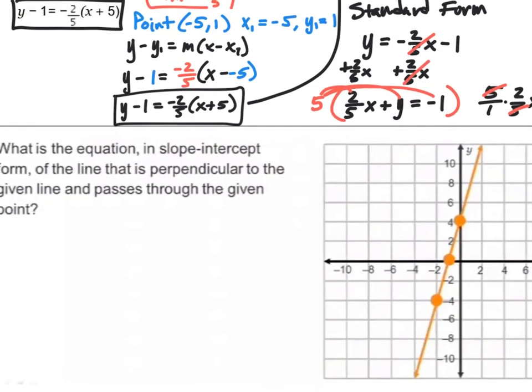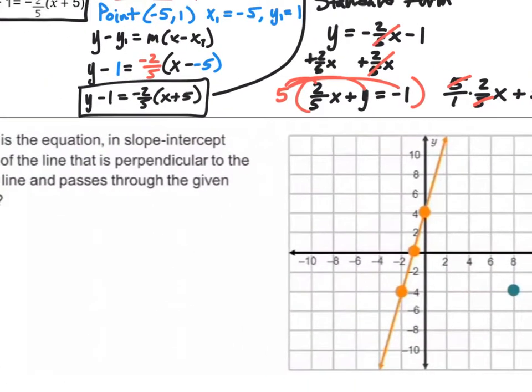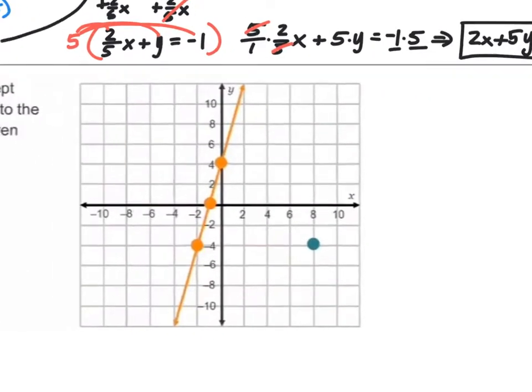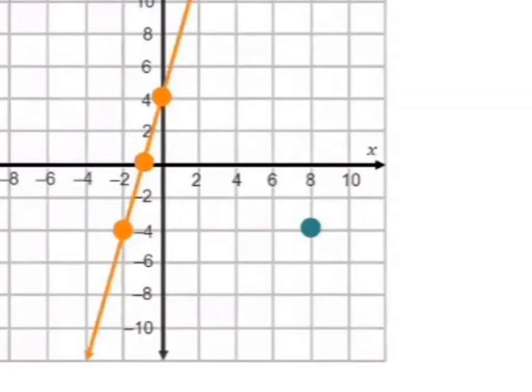Okay, now what we want is something that is perpendicular. So what is the equation in slope-intercept form of the line that is perpendicular to the given line and passes through the given point? So the first thing I need to do is identify my point over here. And this is going to be the point 8, negative 4. Okay, so I've got the point 8 and then negative 4.